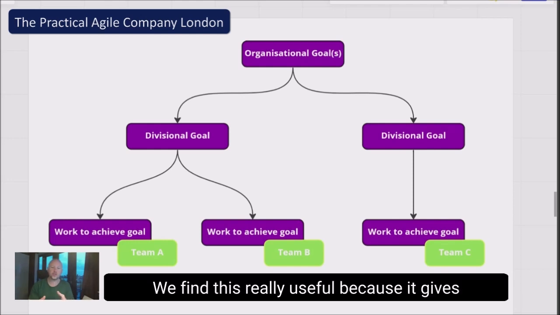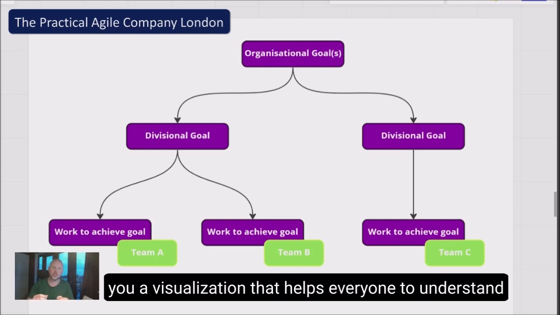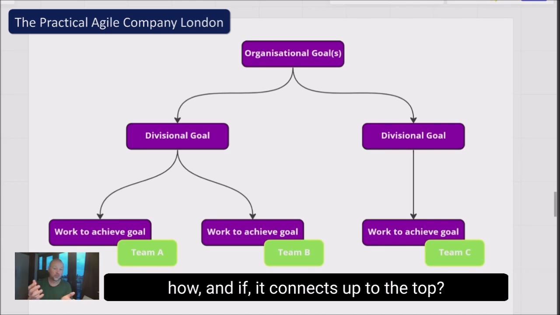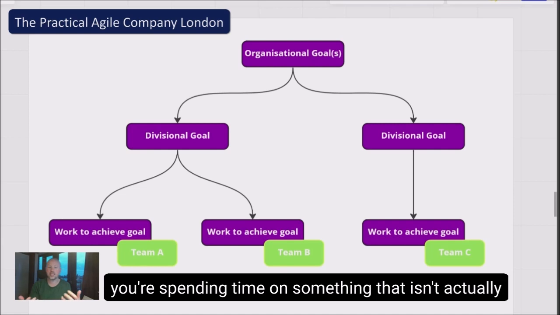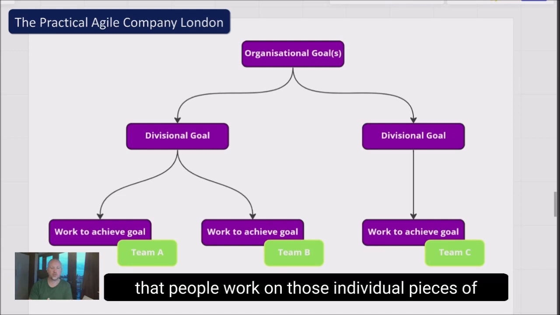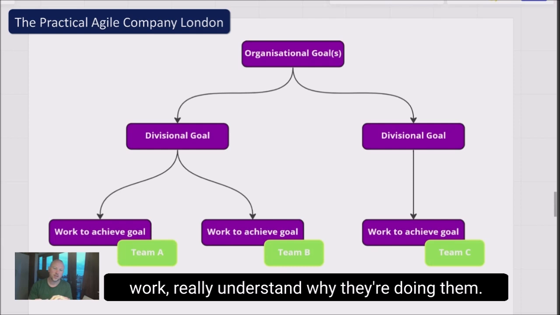We find this really useful because it gives you a visualization that helps everyone to understand the individual piece of work that's being done, and how it connects up to the top. And so that allows you to see if you're spending time on something that isn't actually that important to the company, and also ensures that people working on those individual pieces of work really understand why they're doing them.